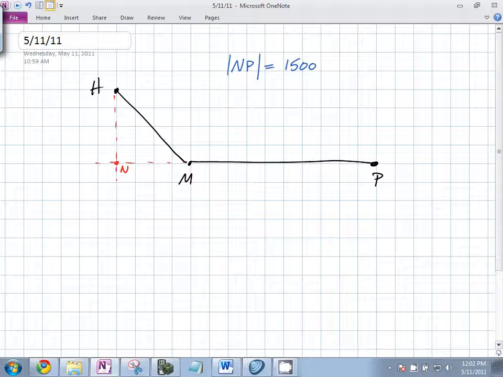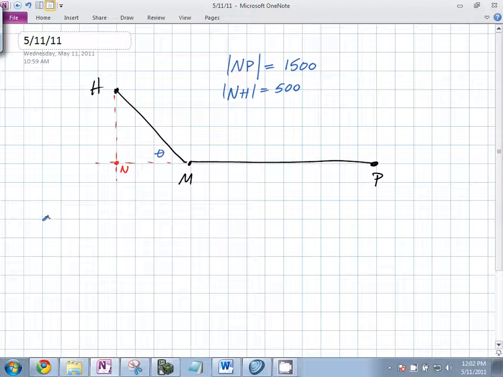M to H is 500? No, M to N. Yeah, sorry. N to H is 500. Correct? And they also labeled this as theta, right? Great. Calculate the time t if you walk 1,500 feet along the paved path and 500 feet on the sand.